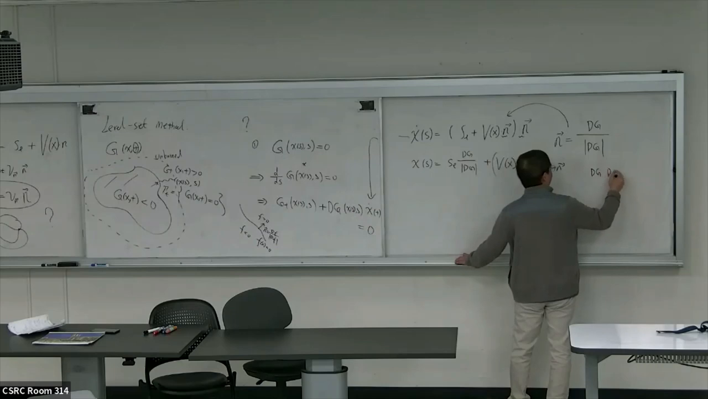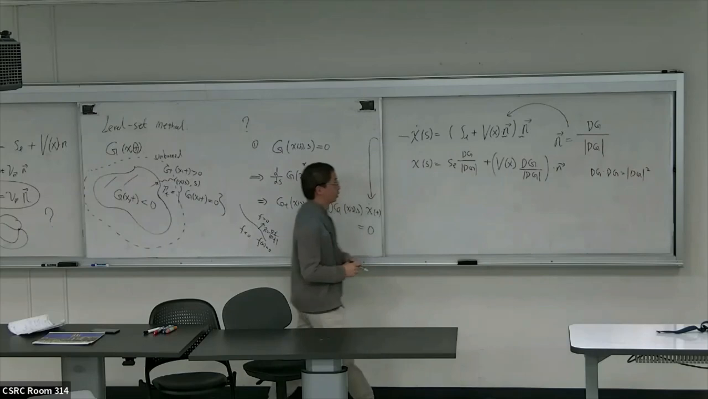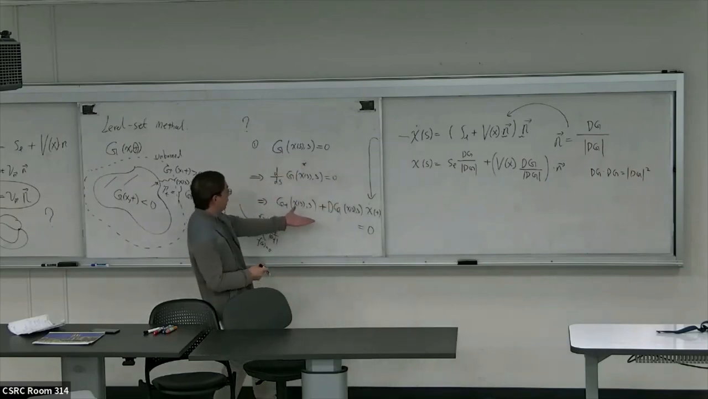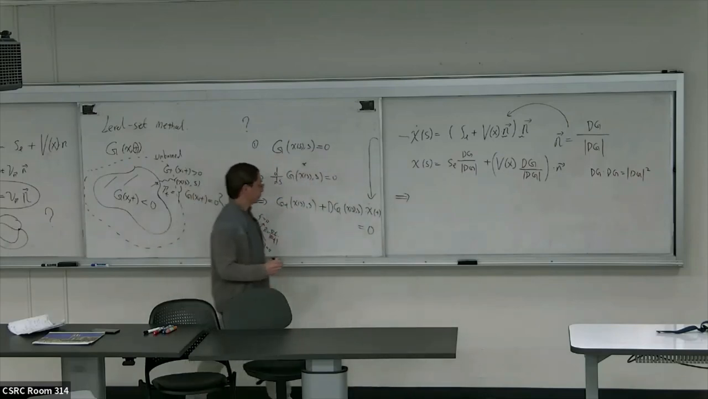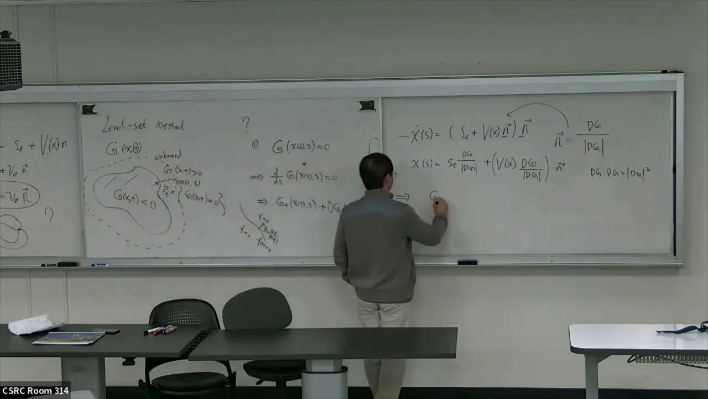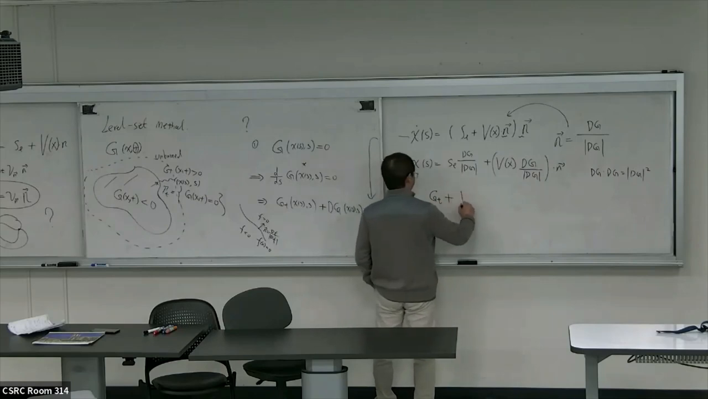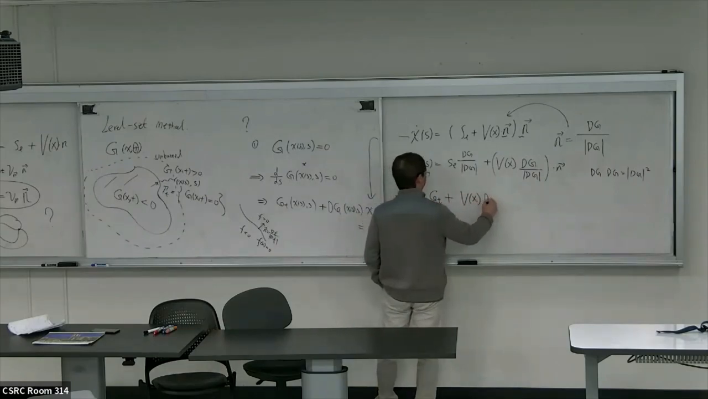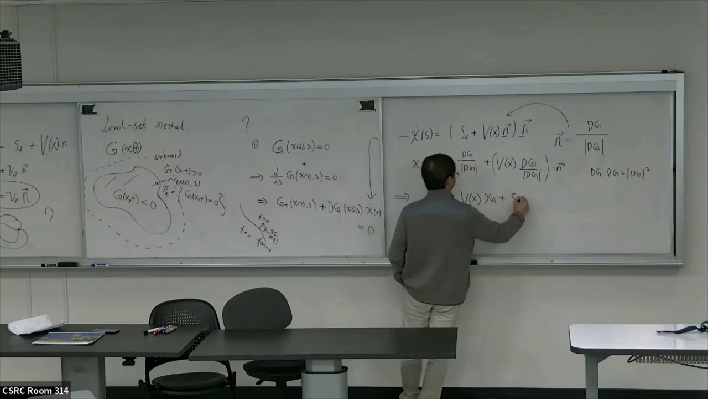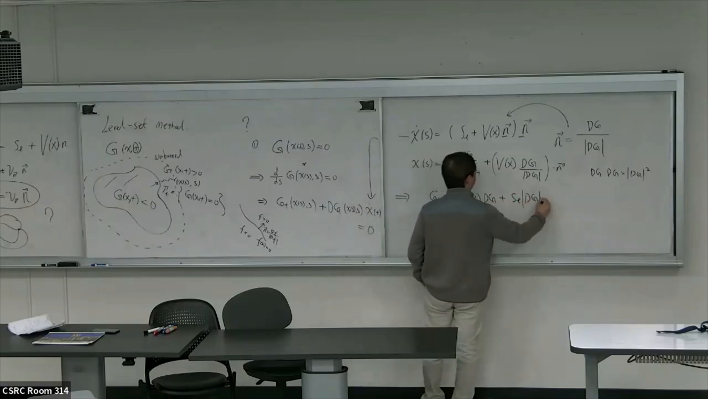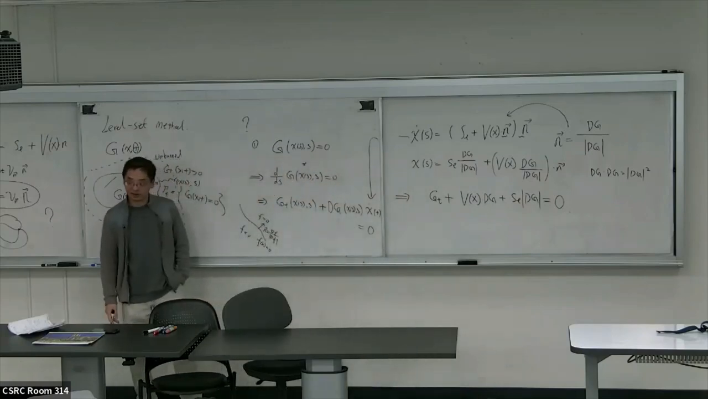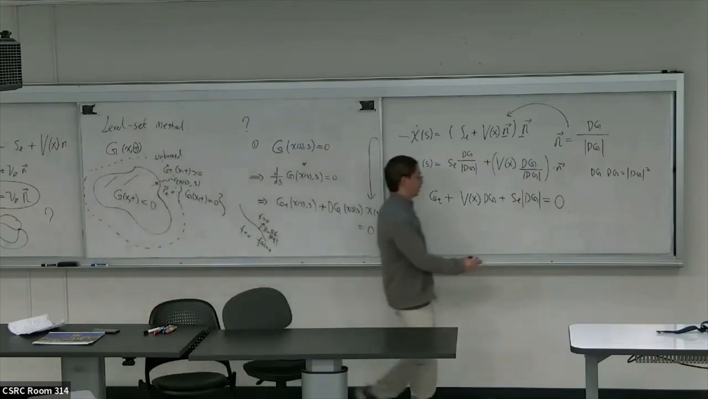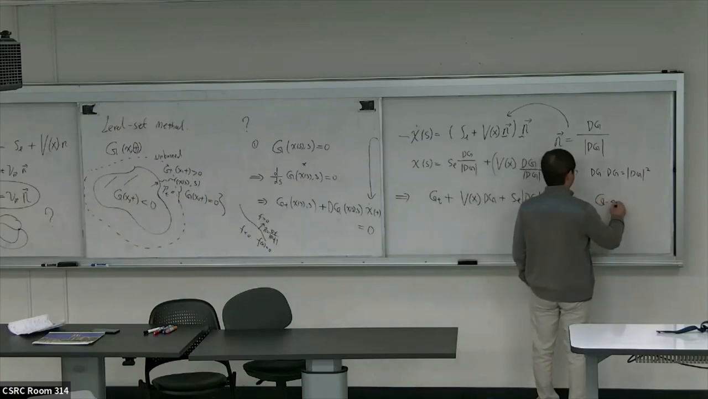The gradient of G dot the gradient of G is the square of its magnitude, right? This we know from linear algebra. And then if you plug everything in here, you immediately get the equation satisfied by G. So this is G_t plus V(x) dot the gradient of G plus SL times the magnitude of the gradient of G equals zero. That's the equation satisfied by G, and that's the PDE. This is called the G-equation.